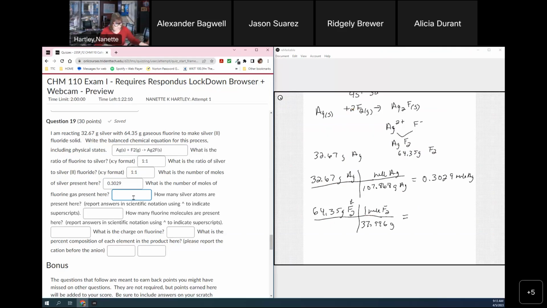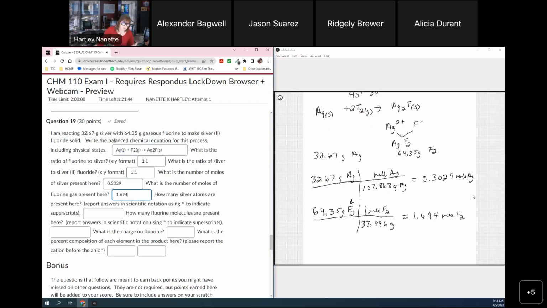So I'll do that. 64.35 divided by 37.996, I get 1.694 moles of F2. Again, that's 4 sig figs because of the number that I started with. Okay. How many silver atoms are present here?